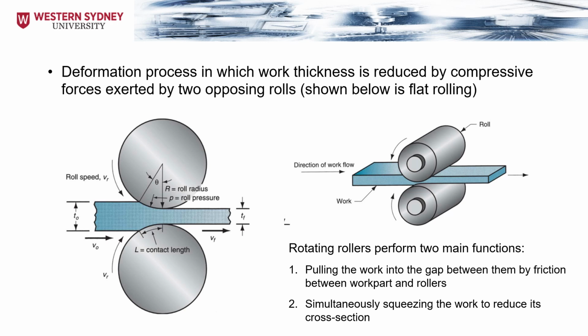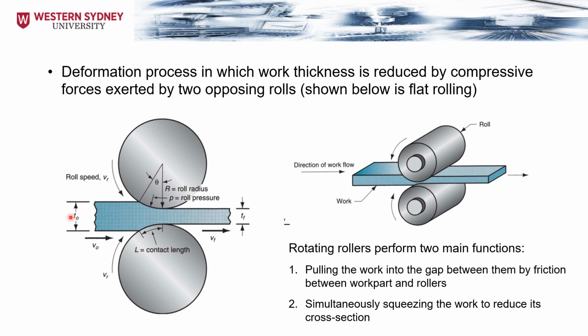In the case of the rolling deformation process in which the work thickness is reduced by the compressive forces exerted by the two opposing rolls, as shown below, it is what we know as flat rolling. This is flat rolling because other shapes of rolling are also possible. The rotating rollers perform two main functions. First is pulling the work into the gap between them by the friction between the work part and the rollers. At the same time, they squeeze the work to reduce its cross section.